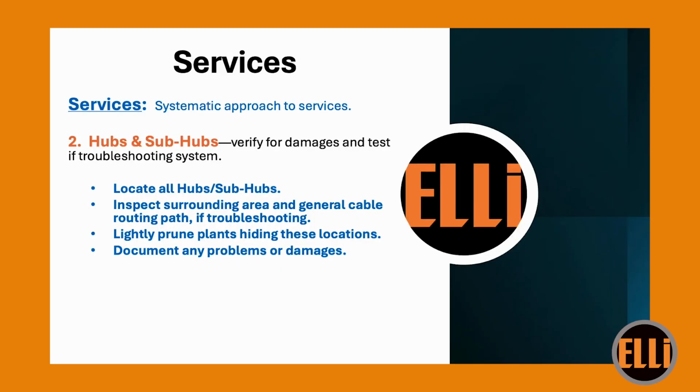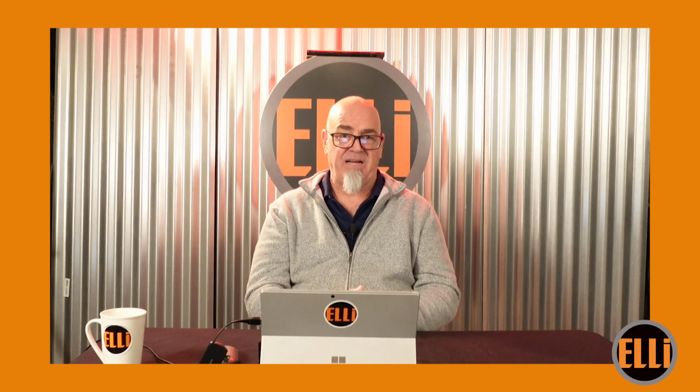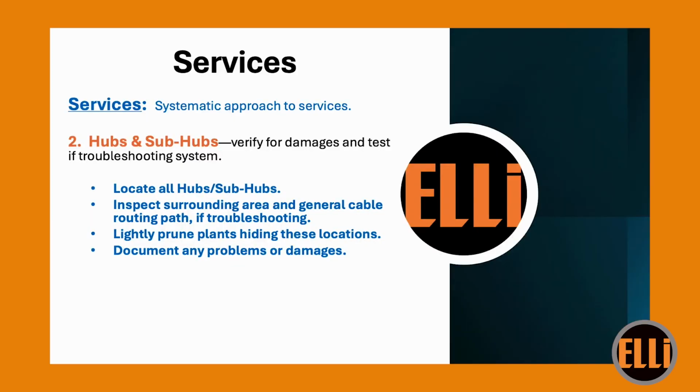So you go to your main points to make sure that, well, let's talk about that here. The things that you're looking for: you want to locate all hubs and sub-hubs. Make sure that you can find them, for one, because once you install them, many times in landscapes, as plants grow, ground cover grows, bark's added, whatever the case may be, these things get buried or hidden. So you want to be able to identify where those are at and know that you can access them if you need to.